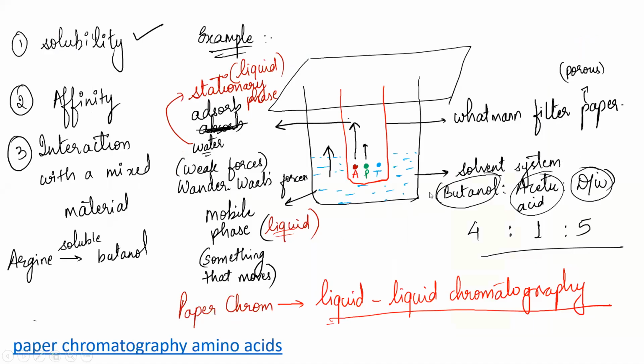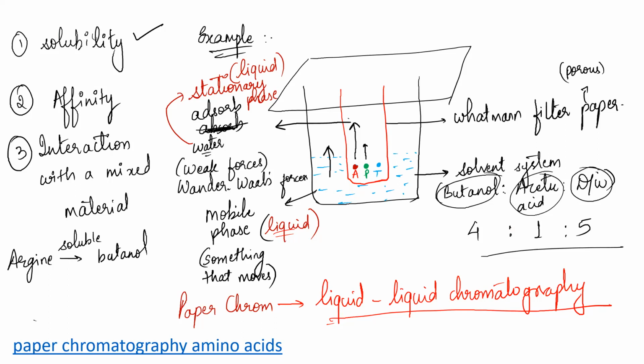Yeah. So we are using butanol, acetic acid, distilled water as a mobile phase. In any type of chromatography, and we are going to see partition chromatography, we are going to see adsorption chromatography, we will see that every chromatography is going to have two phases. One of them is the stationary phase and the other one is the mobile phase.